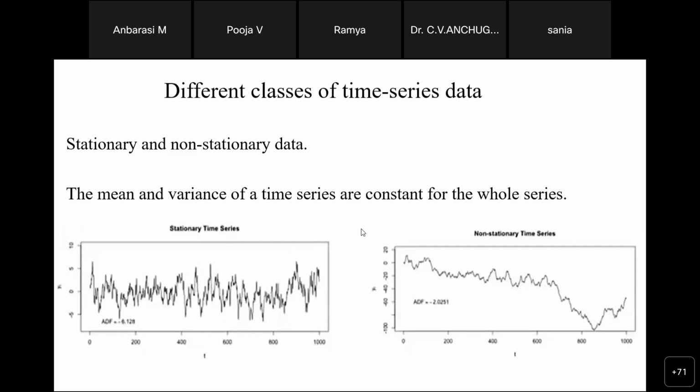Here the only possibility is random error. But in the case of non-stationary data, it shows the trend or seasonal effects, so you can find it out. See here, in this case, it clearly shows a downtrend, and after that an uptrend is also there. So this is what we call non-stationary data. So data can be classified into two. Before applying the time series model, first we have to make it stationary data, and only then can you go for time series analysis.